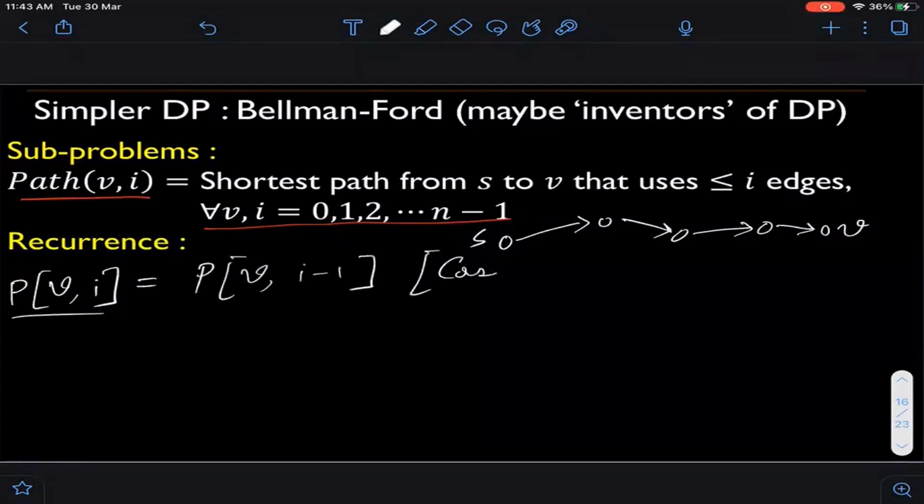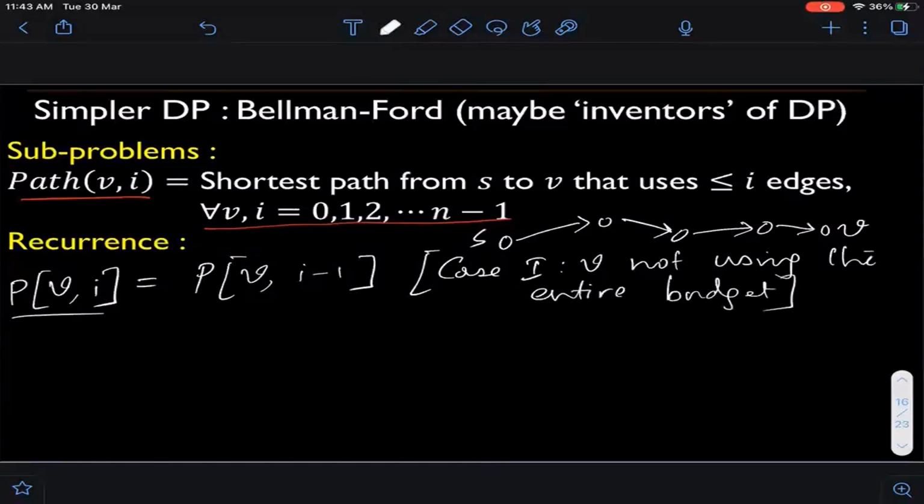Okay? Remember, this is case 1: V not using the entire budget. That is one case. What could be the other case? The other case is that it's actually using the entire budget. So we have to look at that case too. Now in that case there is a little bit of non-triviality. So let's see why.